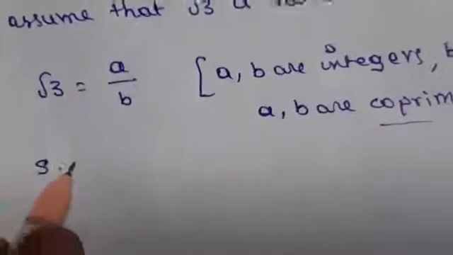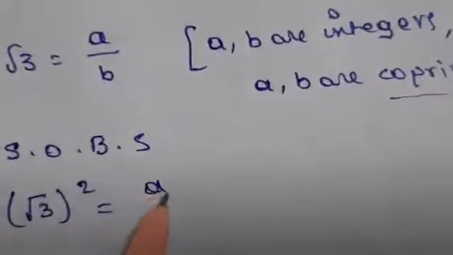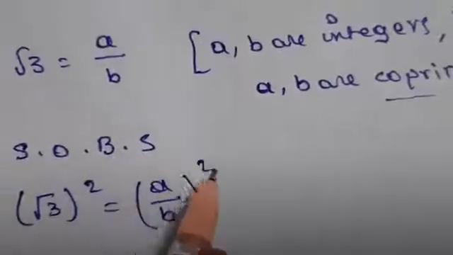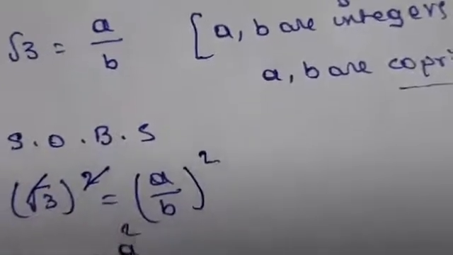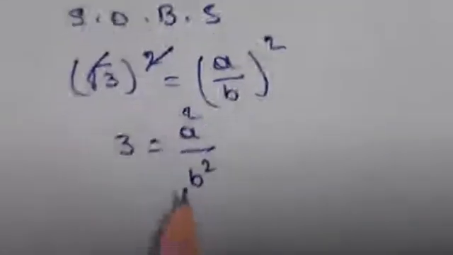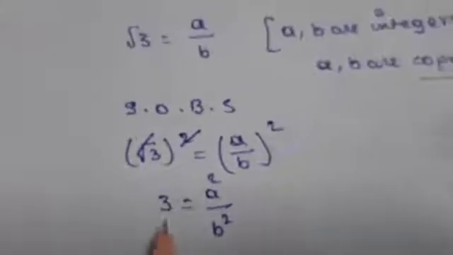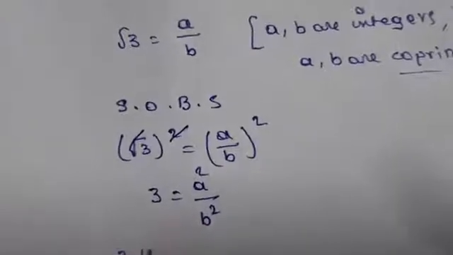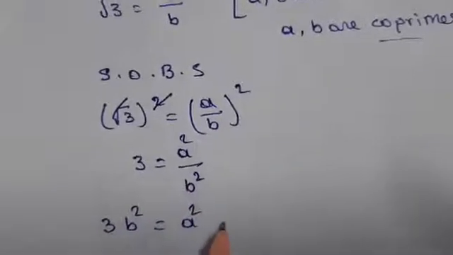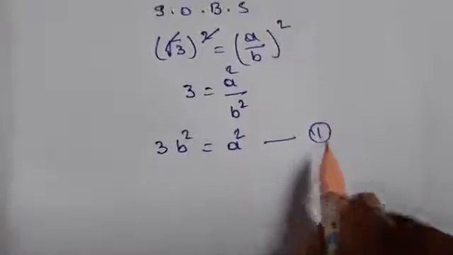So squaring on both sides, that is root 3 whole square equal to a by b whole square. Square root cancels, 3 equal to a square by b square. So this b square brings from right hand side to left hand side, it will be multiplied with this 3, that is 3b square is equal to a square. So take it as equation 1.